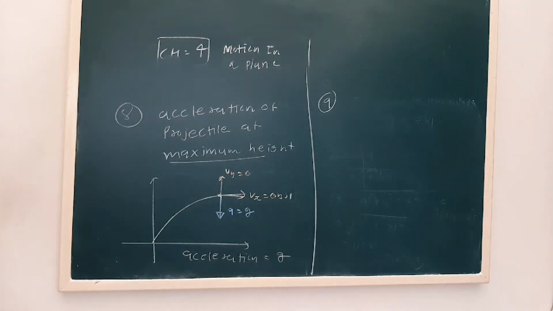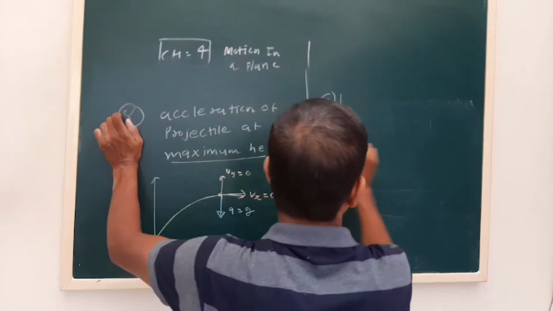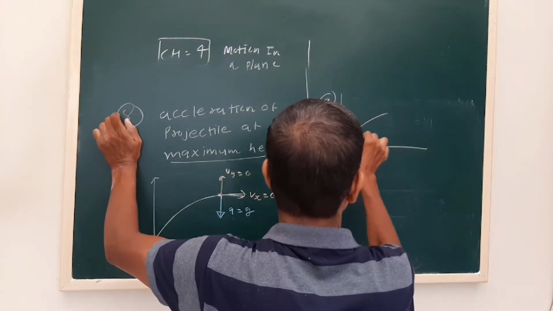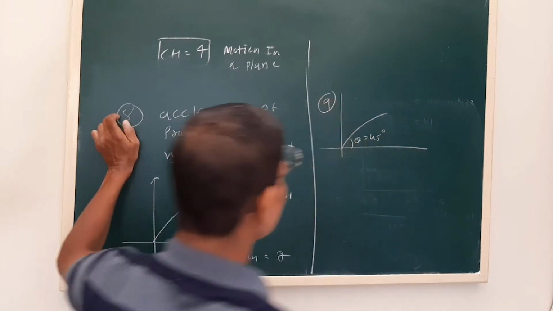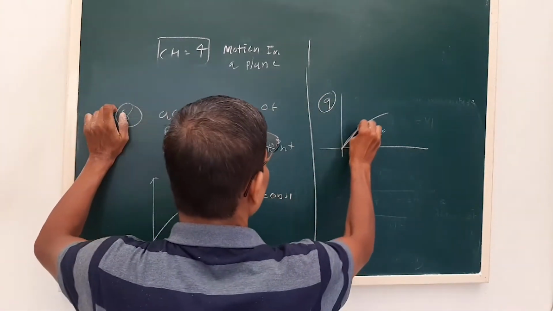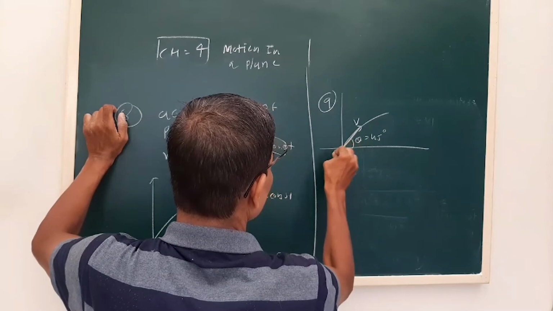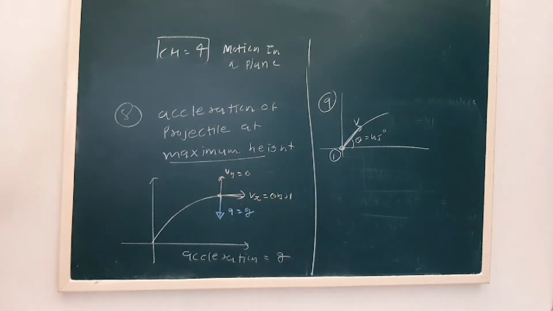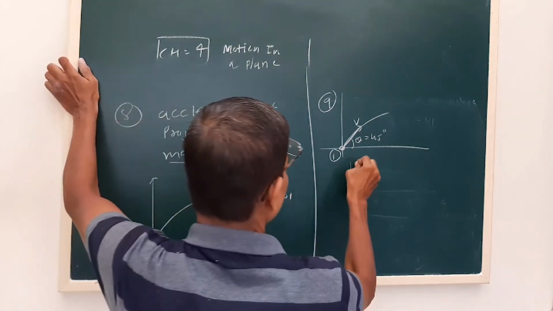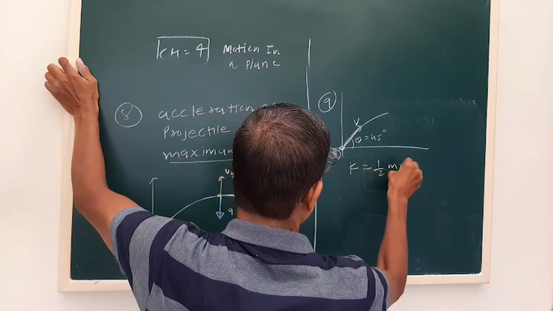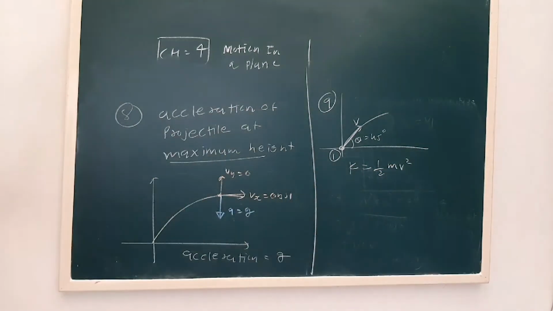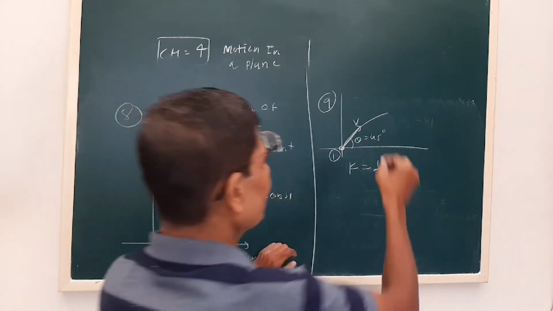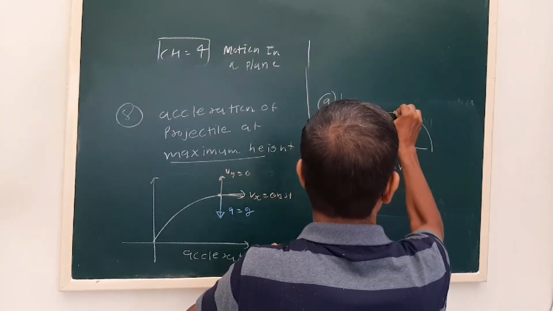The object is projected at an angle of 45 degree with the speed v. So when it is projected, what will be the kinetic energy? Kinetic energy K is equal to half mv square. Now the question is, what will be its kinetic energy at the highest point?